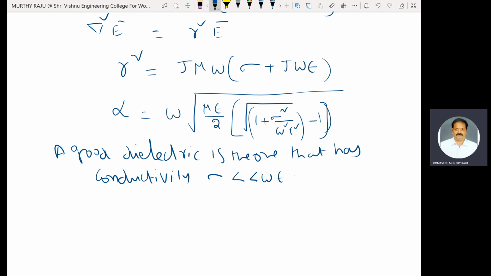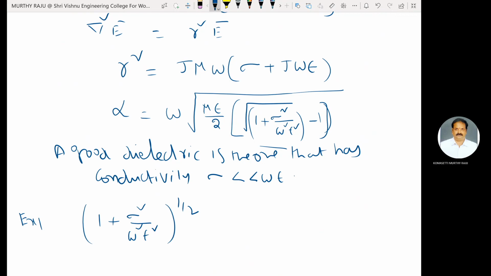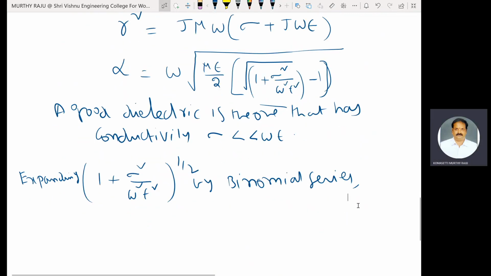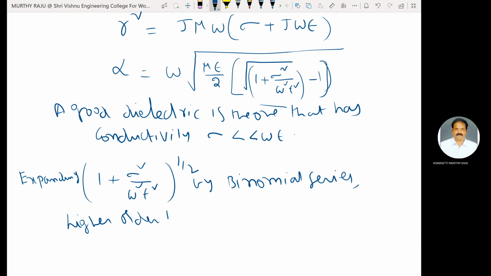Therefore, by using this term, by using a binomial expansion, expanding here, consider this term 1 plus sigma square by omega square epsilon square whole power 1 by 2, expanding by binomial series. Higher order terms can be neglected.